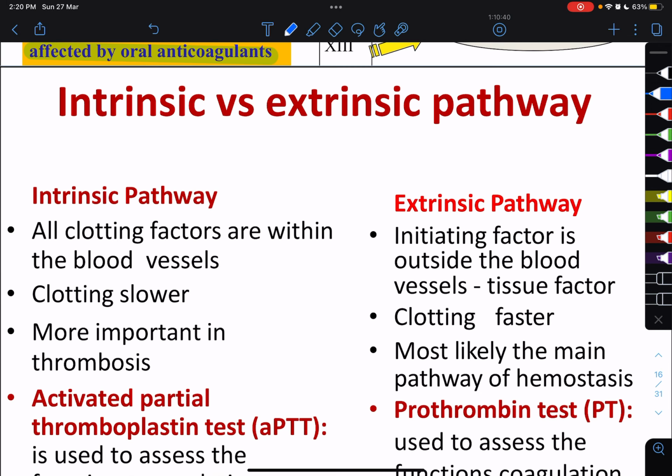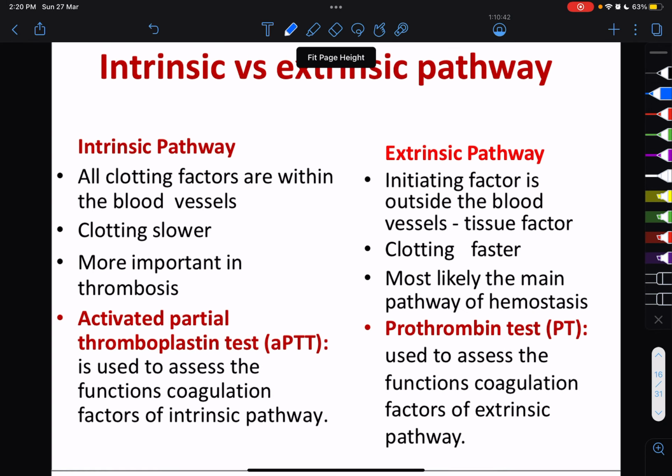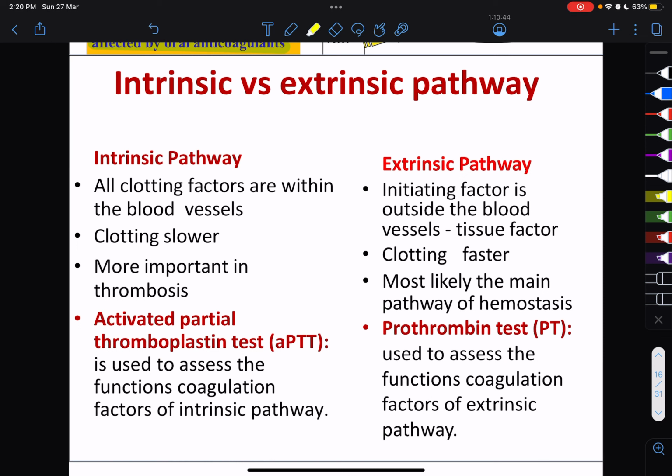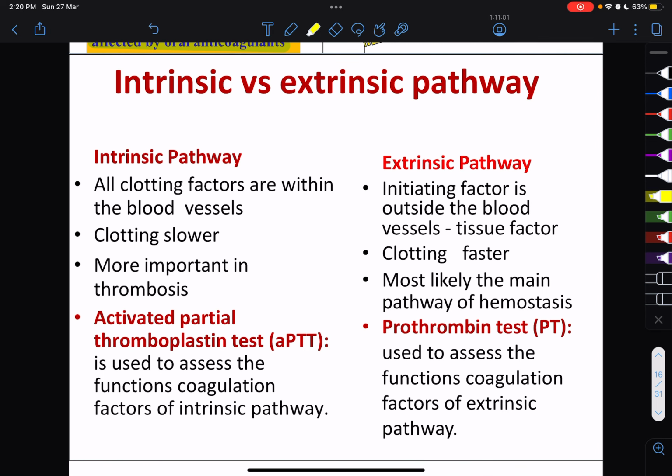Just a quick comparison between the intrinsic pathway and extrinsic pathway. We know about these pathways. They are very simple. Alright? Now, intrinsic pathway. Now you know the meaning of intrinsic pathway. Read and say yes or no. All clotting factors are within the blood vessel, yes or no? Yes. For intrinsic pathway, necessary. Okay? Alright. Clotting process is slower because it's longer, yes or no? Yes. True. More important in thrombosis. Yes. We all know that.